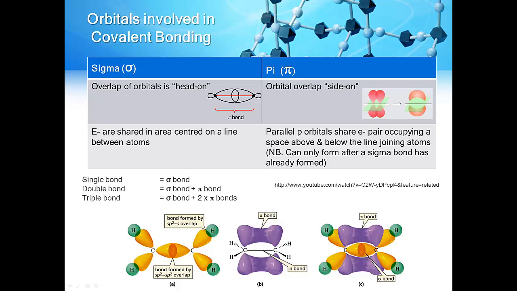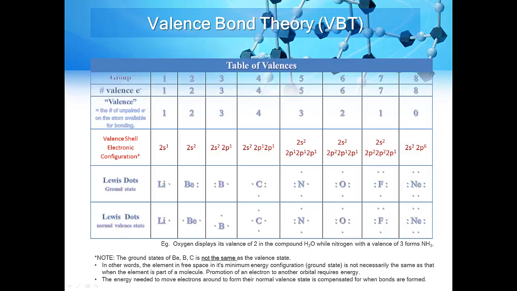And guess which one's a stronger bond? The sigma bond is a stronger bond because those pi bonds are quite easy to break. They're just a side-on overlap. They can be broken quite easily. They're more reactive.